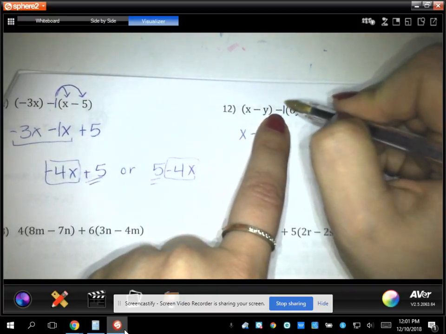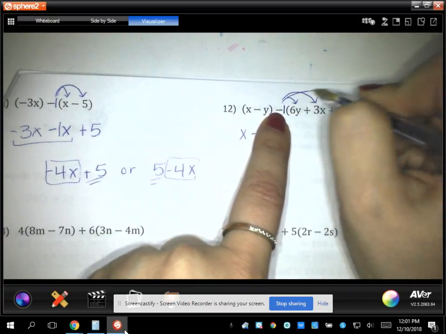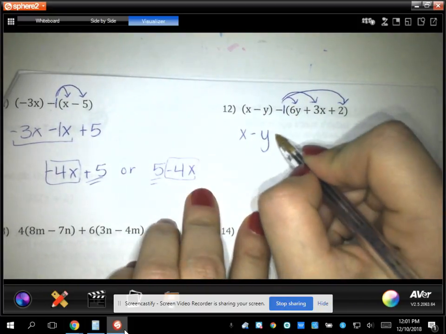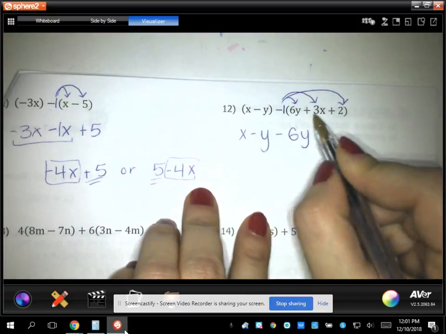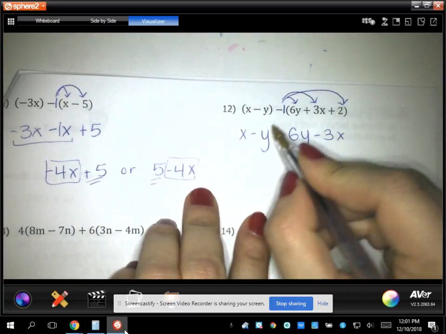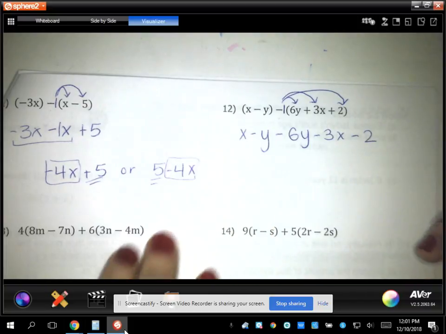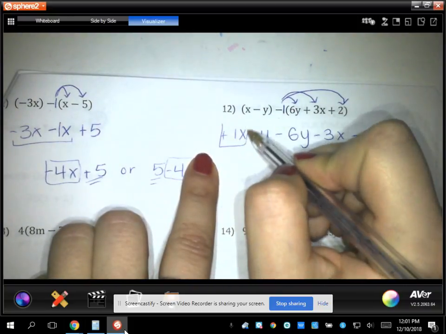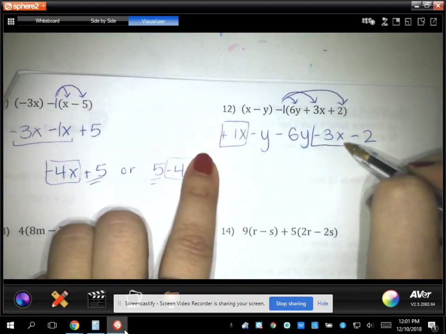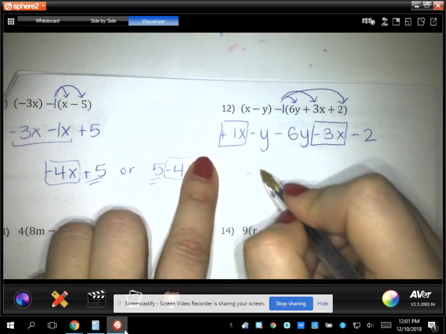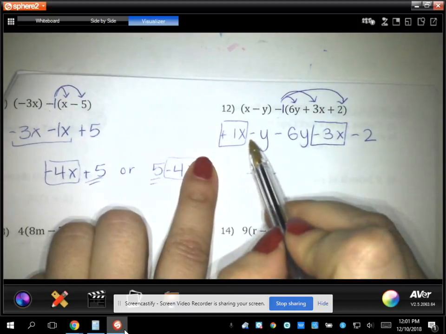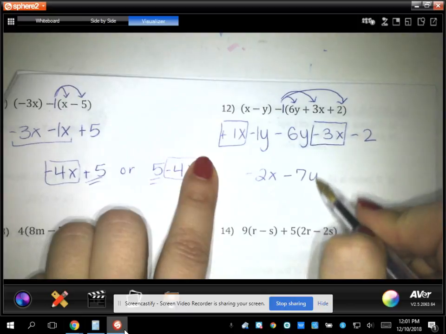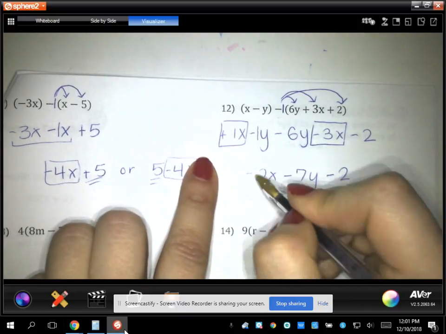going to take this negative, turn it into a -1, and distribute it to each term after the negative. So -1 times 6y is -6y, -1 times 3x is -3x, -1 times 2 is -2. And now I'm going to combine like terms. So I start off with a +1x, and I'm going to combine a -3x. So that gives me a -2x. Then I have a -1y and a -6y, which is a -7y minus 2.